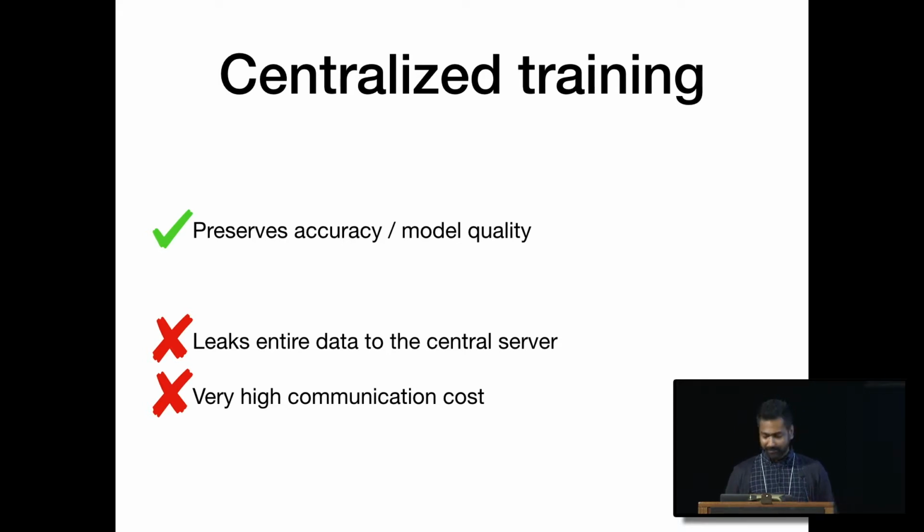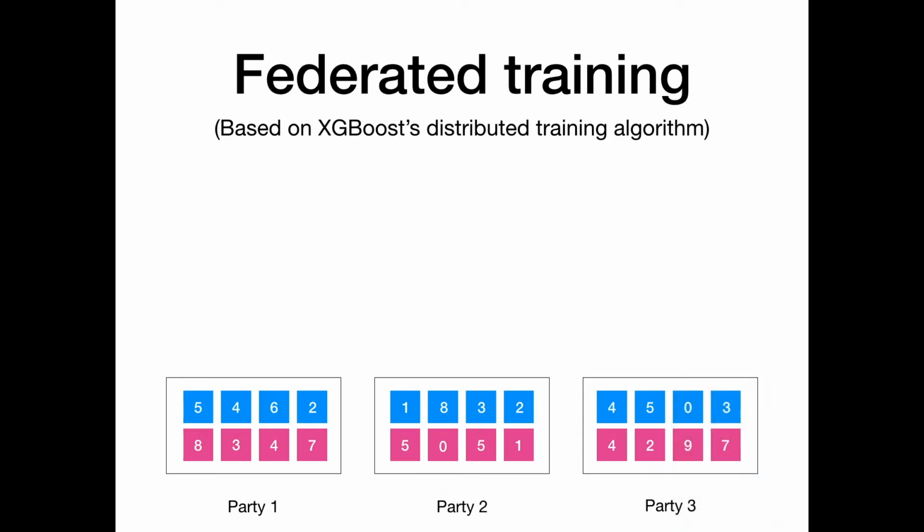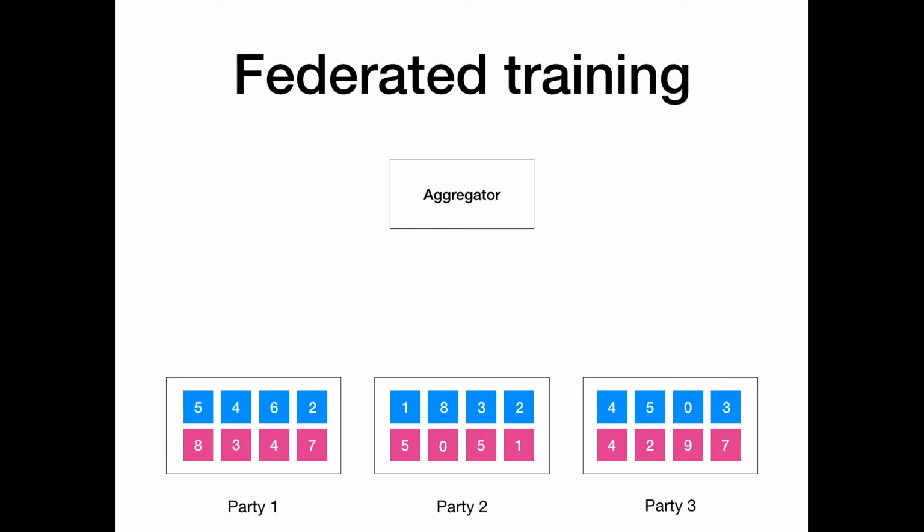So what do you do then? The next option that you have is to do a federated training. And to train XGBoost in a federated manner, we can use the distributed training algorithm that XGBoost provides. So what happens in this case is you have an aggregator server now. This is partly trusted. We won't transfer all the data to this aggregator server. We'll only transfer statistics or some summaries of the data at each local party.